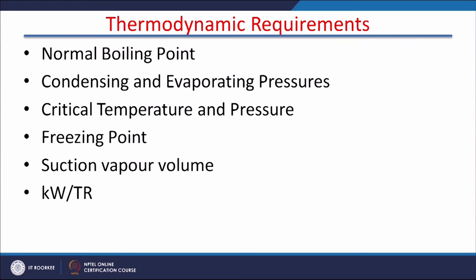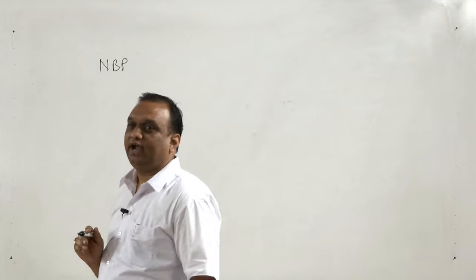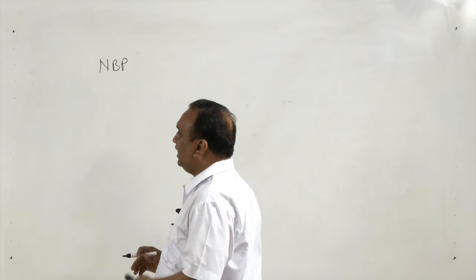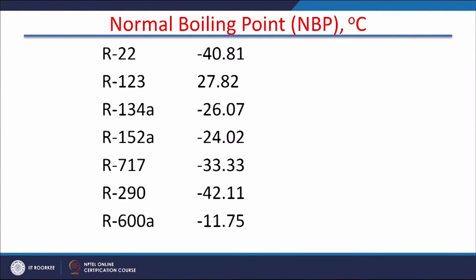Normal boiling point of refrigerant is very important. The normal boiling point of a refrigerant is the boiling point at 1 atmospheric pressure. In this slide, I have shown the normal boiling points of different refrigerants, starting from R22, which is -40.81, to R600a, which is isobutane, at -11.75.